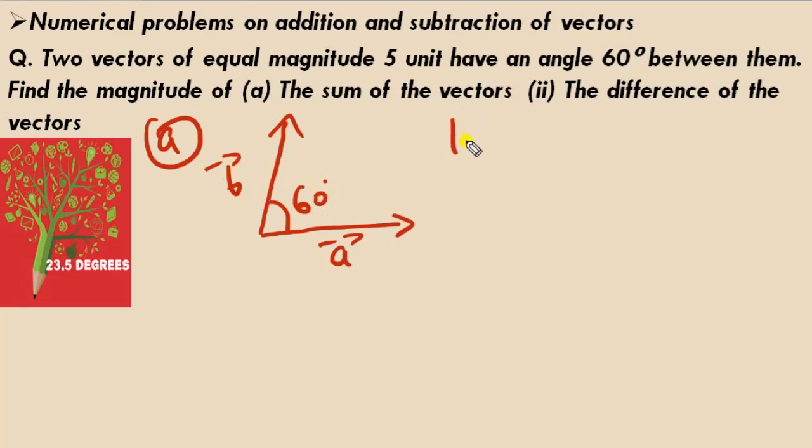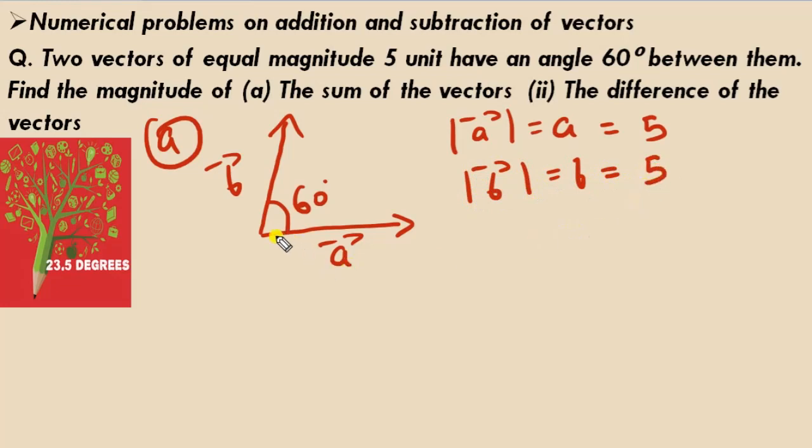It is given in the question. Now, the magnitude of vector a, that means a is equal to 5 units, and the magnitude of vector b, that means b, is also equal to 5 units. That means the length of this arrow, magnitude of vector a, is 5, and the length of this arrow, magnitude of vector b, is also 5. The angle between these two vectors is 60. Find the magnitude of the sum of the vectors.